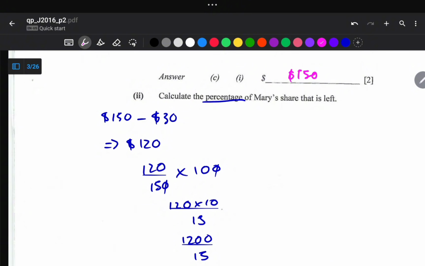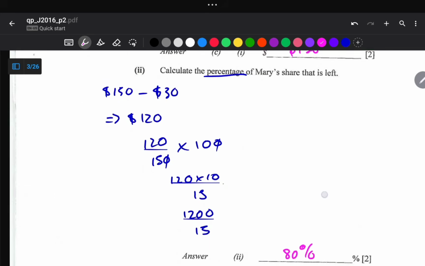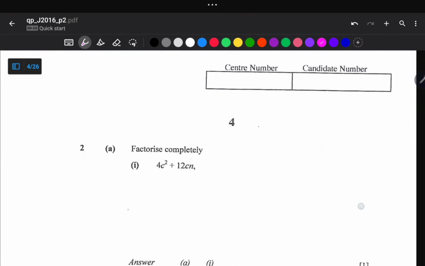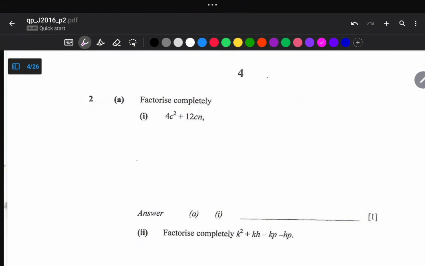Okay, so this is how you calculate the percentage of Mary's share that is left. The first thing we need to do is to subtract the money she uses from the initial money that she had, and then use that value to calculate the percentage. So our answer was 120, so we divide 120 by the initial amount, which is 150. So it is 120 divided by 150 multiplied by 100. So this gives us 80%. Okay, so let us move on to the second question, question number 2.